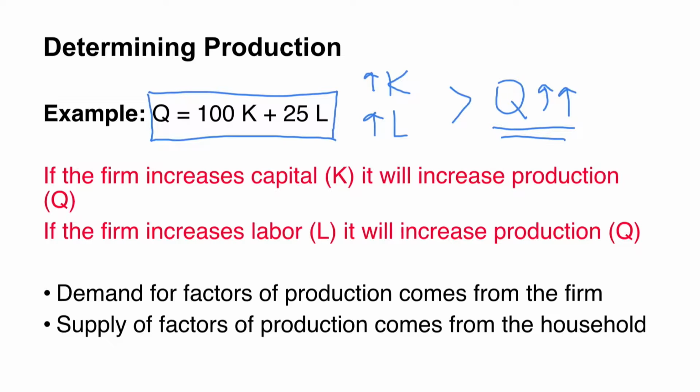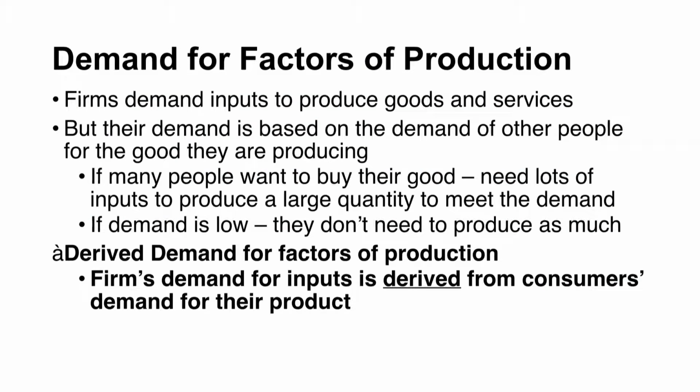Now, what we want to discuss in this segment is where does the demand for factors of production come from? It comes from the firm. And where does the supply of factors of production come from? Well, it comes from the household. And that's what we'll focus our discussion on today.